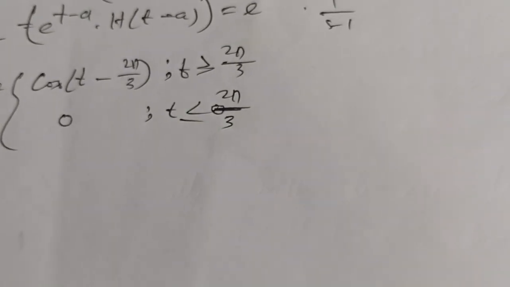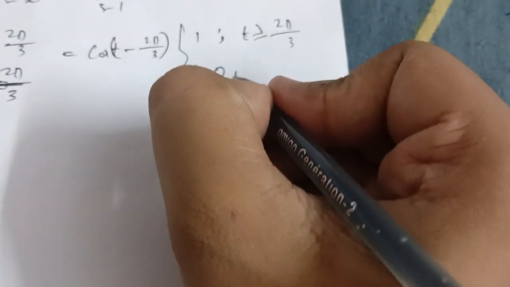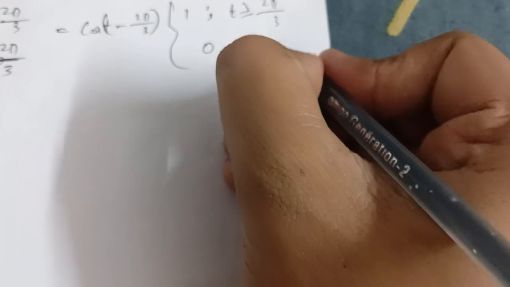Again, if we see closely and if you listen to my words carefully and you see the previous lecture, then you would simply know that if we take cos(t minus 2 pi by 3) common out of this piecewise defined function, then what will be there? Taking common cos(t minus 2 pi by 3), from the piecewise defined function, here it will be 1 when t is greater than or equal to 2 pi by 3 and 0 when t is less than 2 pi by 3.